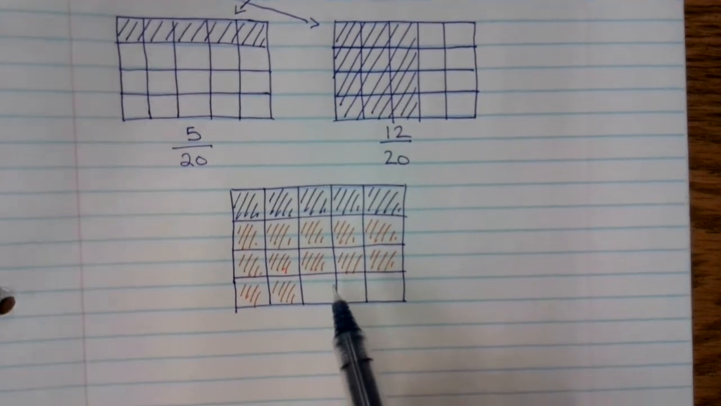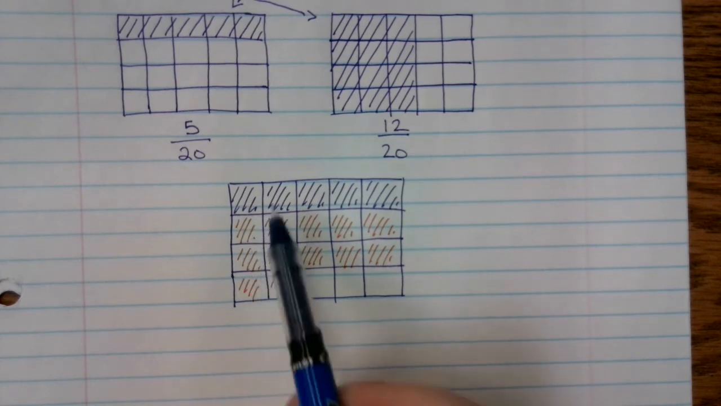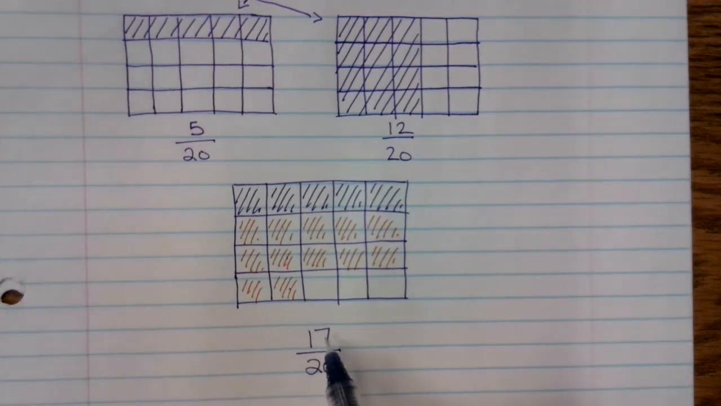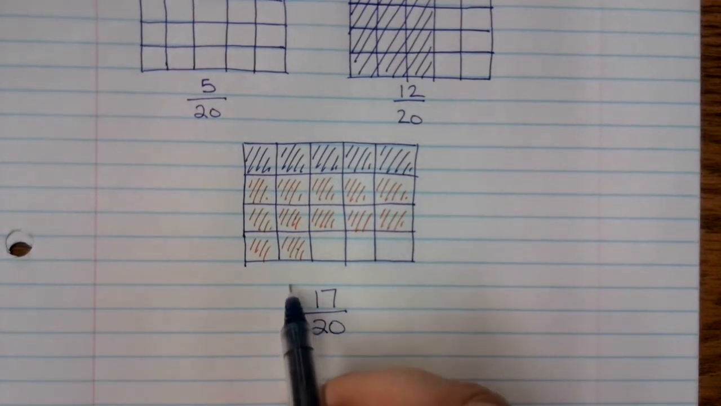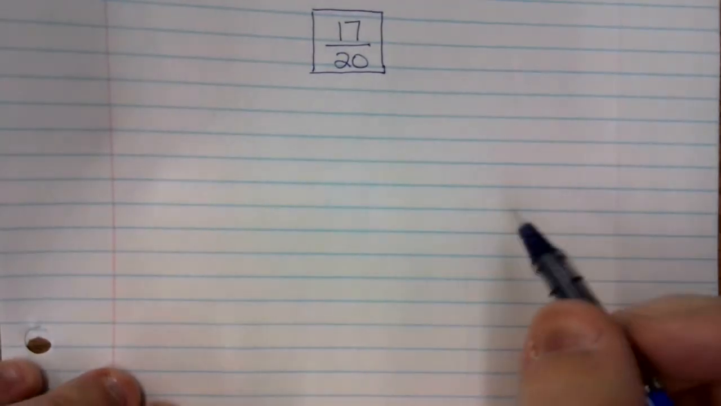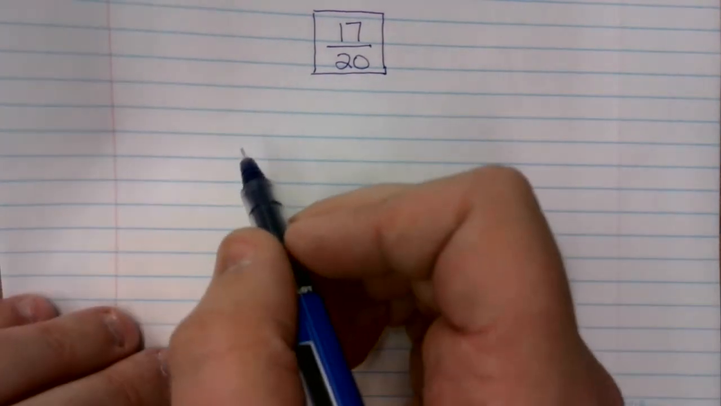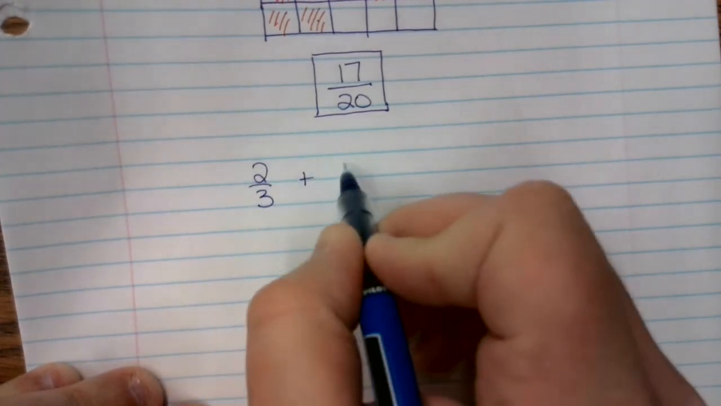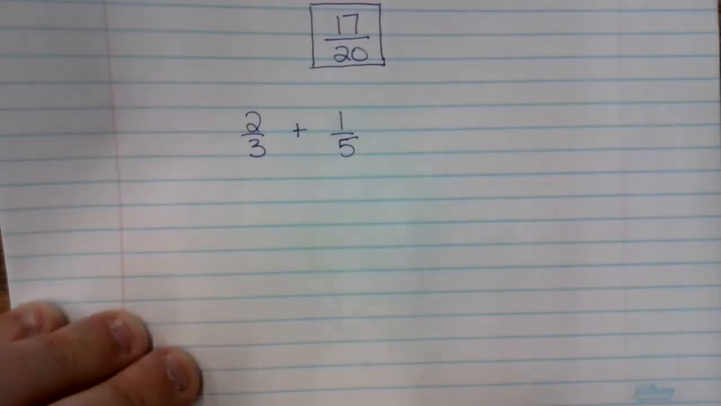And you can see what is filled in here is 1, 2, 3, 4, 5, 6, 7, 8 plus 9 is 17 over 20. 17 shaded in out of a possible 20, and this would be my final answer. Let's do one more that you can try out with us. Two-thirds plus 1/5. Pause the video and try the question, and we'll go over it together right away.